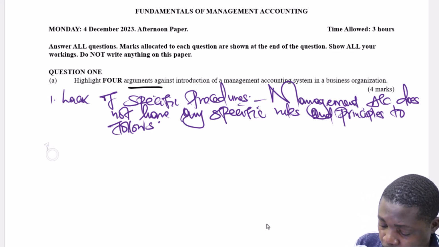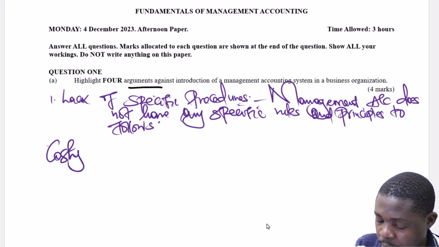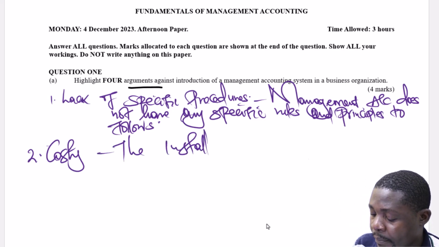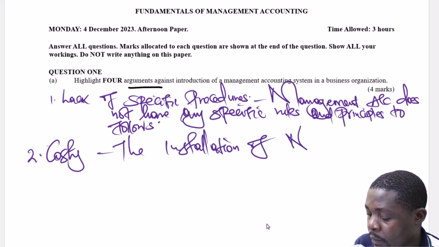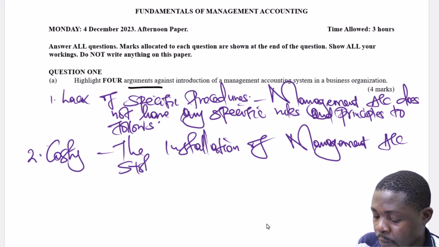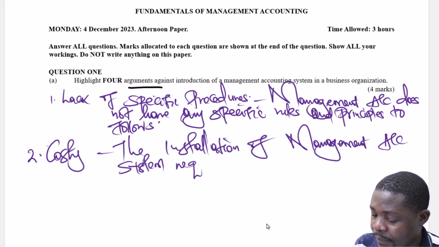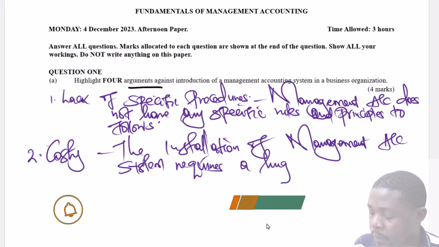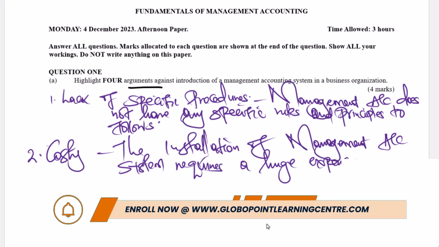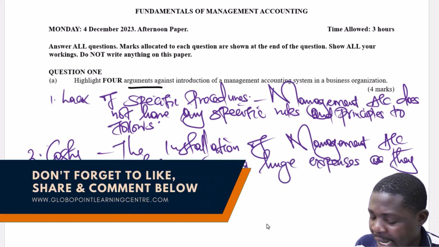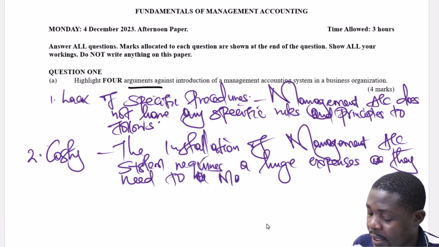Number 2, talk of costly. The installation of a management accounting system requires a huge expense, as they need to hire a management accountant.